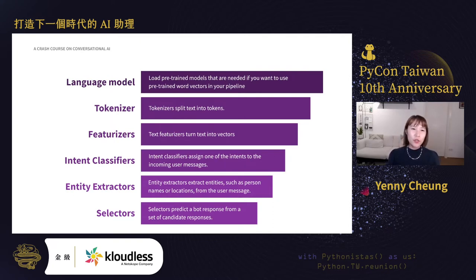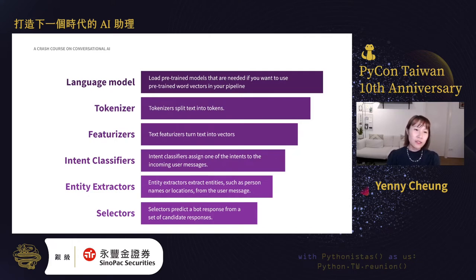You have a tokenizer, which is splitting the text into different tokens. It's like bag of words, right? You can break them down into one word, two words, or, in different languages, there are also different rules. For example, in Western languages like English, a very common one is breaking it with the white space tokenizer, right? But for Chinese, you shouldn't do that. And then you have featurizers, which are turning the text into vectors.